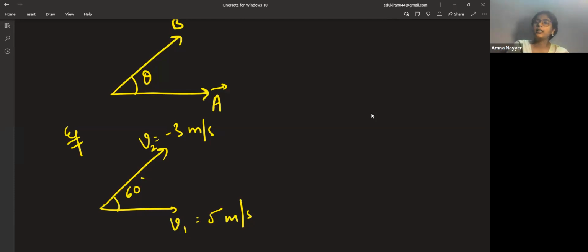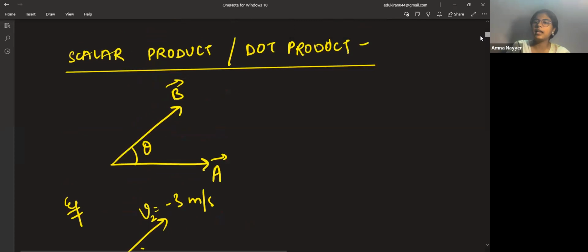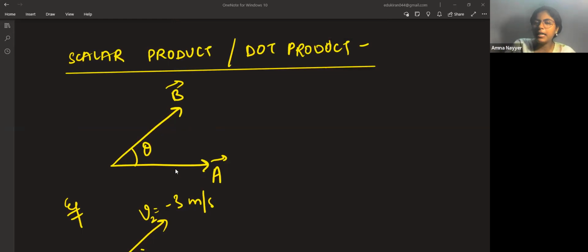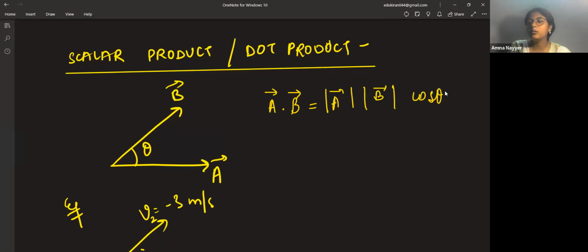This is an example. First, let us understand the generalized case, then we'll understand how to solve it in detail. See, if two vectors are present, subtending an angle theta, when you are taking their dot product, A dot B, this is written as magnitude of A multiplied by magnitude of B into cos theta. Magnitude of A, magnitude of B, into cos theta. This is how we write it. This is A dot B.